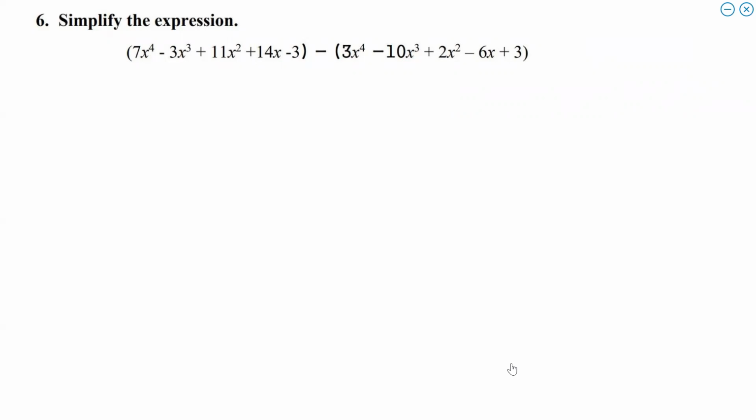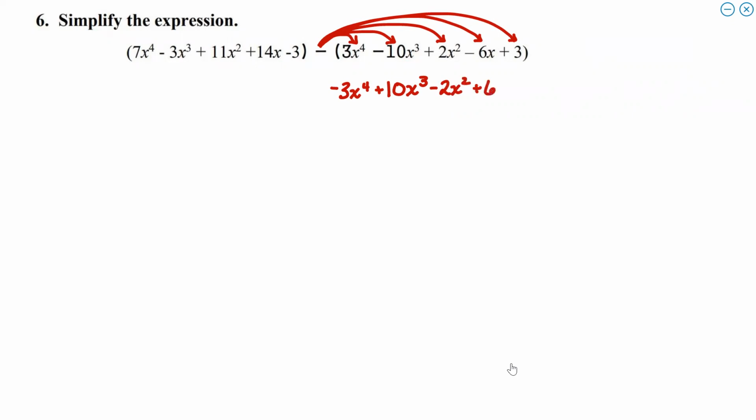We have to distribute that negative only to the pieces that come after it, because we're subtracting this second polynomial. So I'm going to distribute my subtraction to all of these pieces here. So that's going to be minus 3x to the 4th plus 10x cubed minus 2x squared plus 6x minus 3.